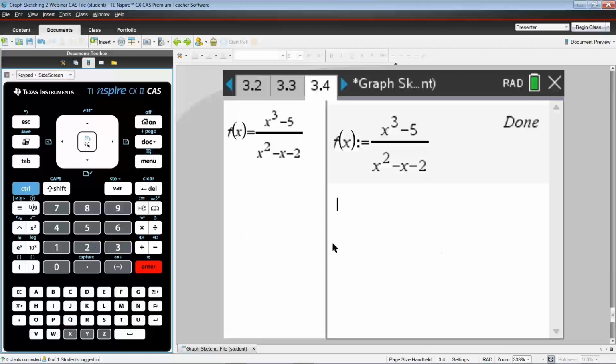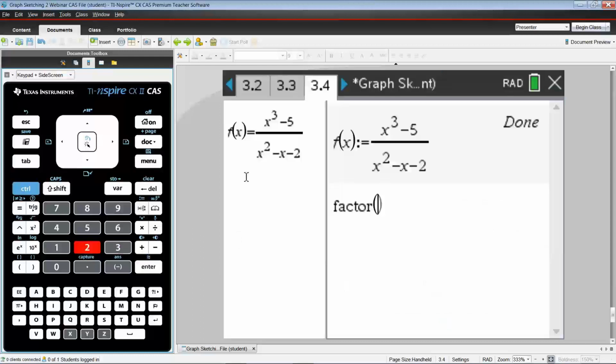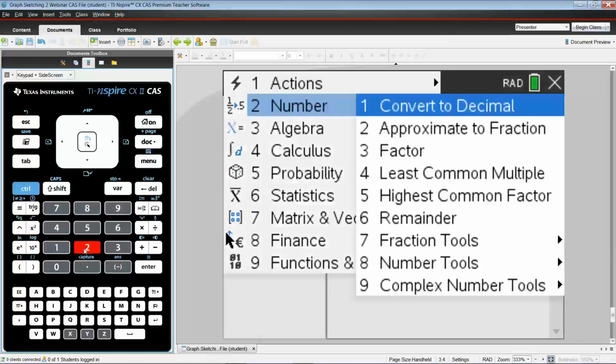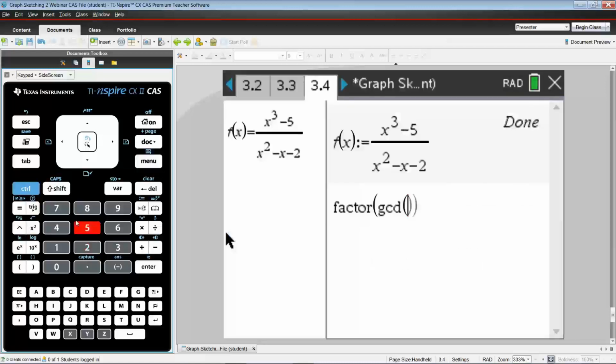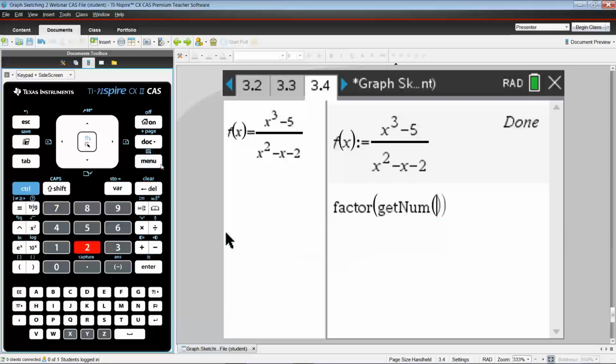Okay, so what I'd like to do now is to factorize the numerator and denominator separately. So menu 3 for algebra, 2 for factor, and I want to extract the numerator. So to extract the numerator, I'm going to choose menu 2 for number, and then 7 for fraction tools, and then 2 for get numerator, and then f of x. Okay, I'll just put a comma x over that.